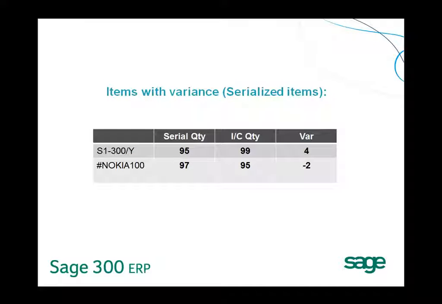Now let's go ahead and adjust the Nokia 100 item. In this case, you will notice that Nokia 100 has a quantity of 97, while the actual quantity on hand in IC is only 95. This results in a variance of -2. What we need to do next is to adjust Nokia 100 and remove a total quantity of 2 from the serials in order for it to match the actual quantity on hand of 95.